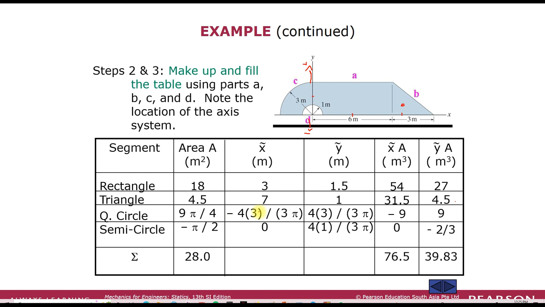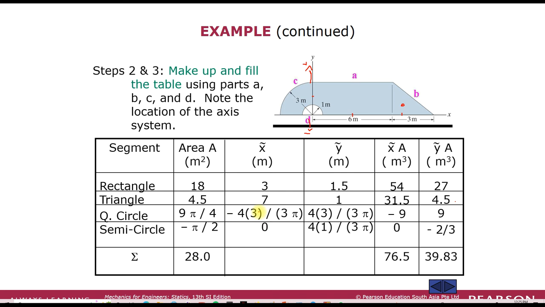So from there, now we use all the tables and the data. The total area here is equal to 28 square meter, and the summation of x times a is 76.5, and summation of y times a is 39.83. So the centroid will be somewhere here. We divide the summation of xa over the summation of area: 76.5 cubic meter divided by 28 square meter, and we get 2.73 meters at x. For y, the summation of ya divided by summation of a equals 39.83 cubic meter divided by 28 square meter. We get 1.42 meters.